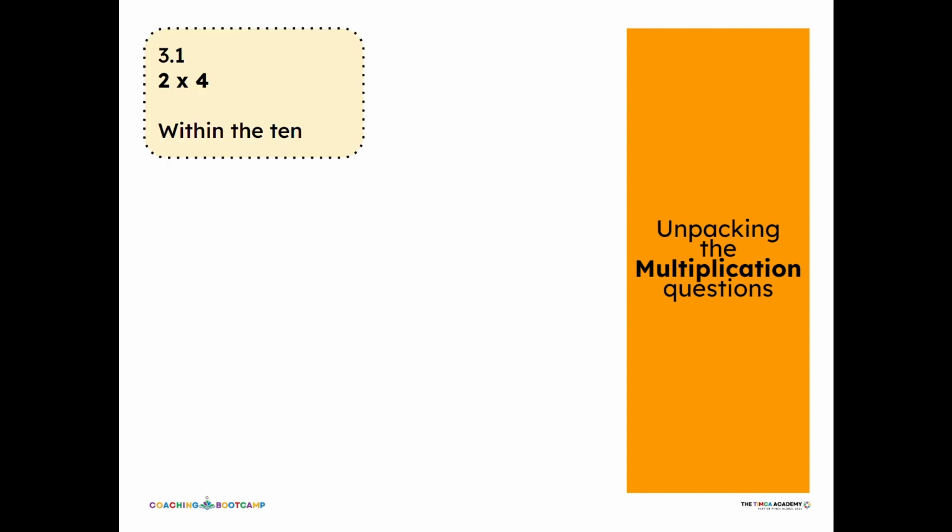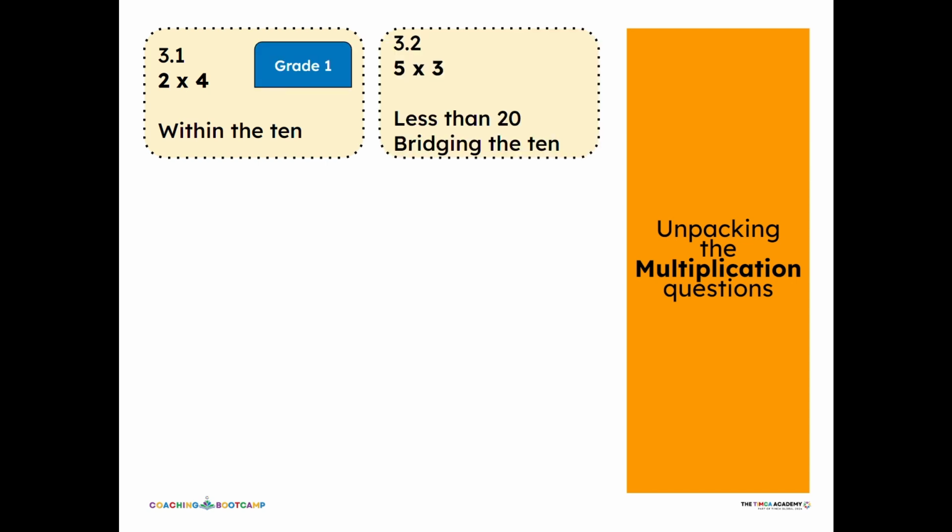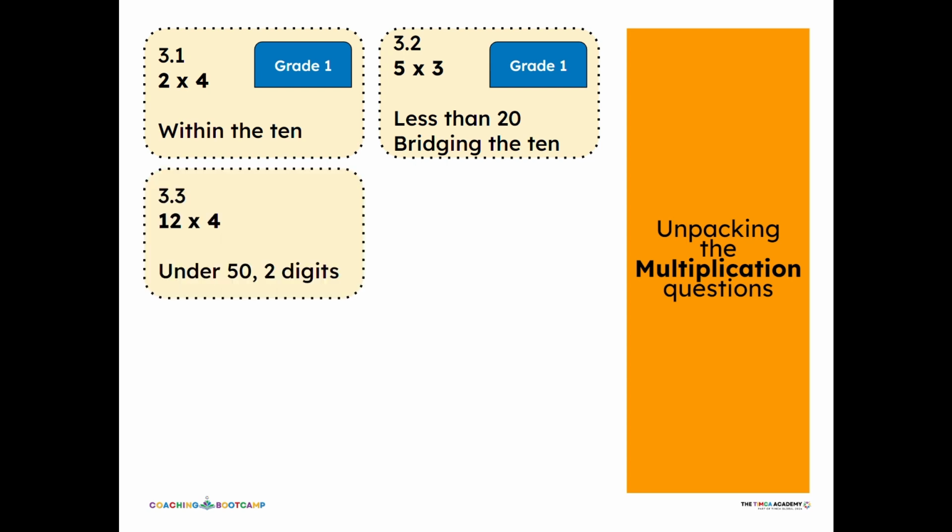Multiplication. First one, 2 times 4. The answer to that is going to give us underneath the 10, within the 10. That's grade 1 level. Second question, 5 times 3. We're now getting beyond that first 10. We're bridging over the 10. We're still in grade 1 level.